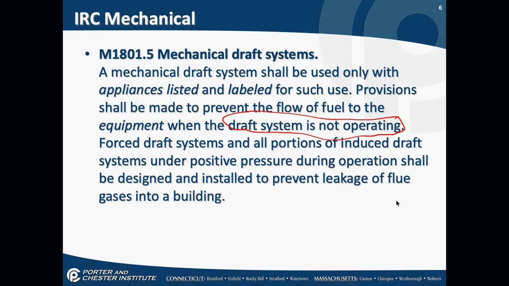Okay? If I have anything that's under positive pressure, not negative pressure, everything has to be sealed. The whole objective of all of these rules is to prevent flue leakage of those flue gases into the building. Those flue gases include things like carbon monoxide.